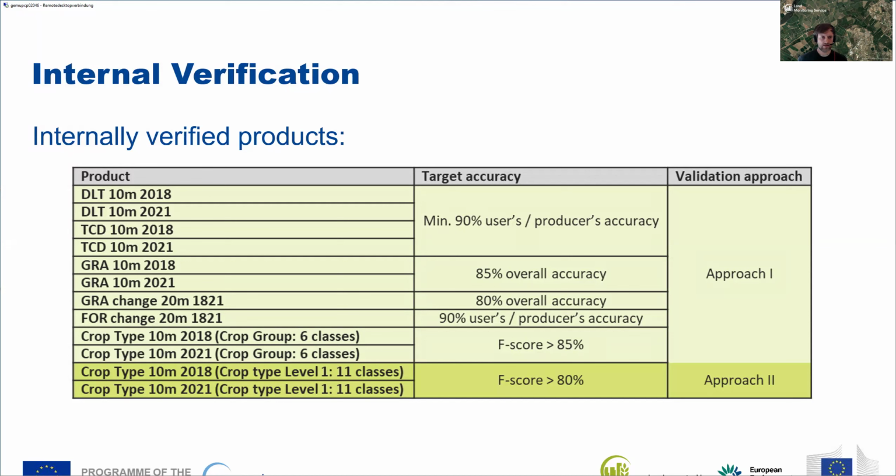So for the status layers, for the forest product layers, these are 90% for users and producers accuracy, as well as for the forest change. For the grassland status, it's 85% overall accuracy and 80% for the grassland change. For the crop types, a different metric is used for this verification process. In the first approach, the F-score of the classes of 85% should be met, and with the second approach, the F-score for these classes should reach 80%.